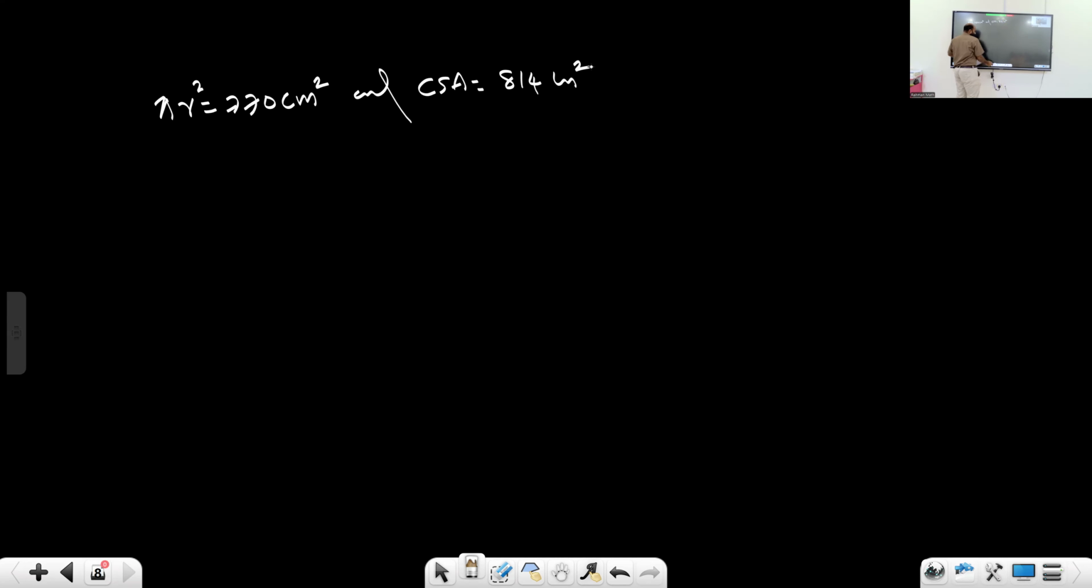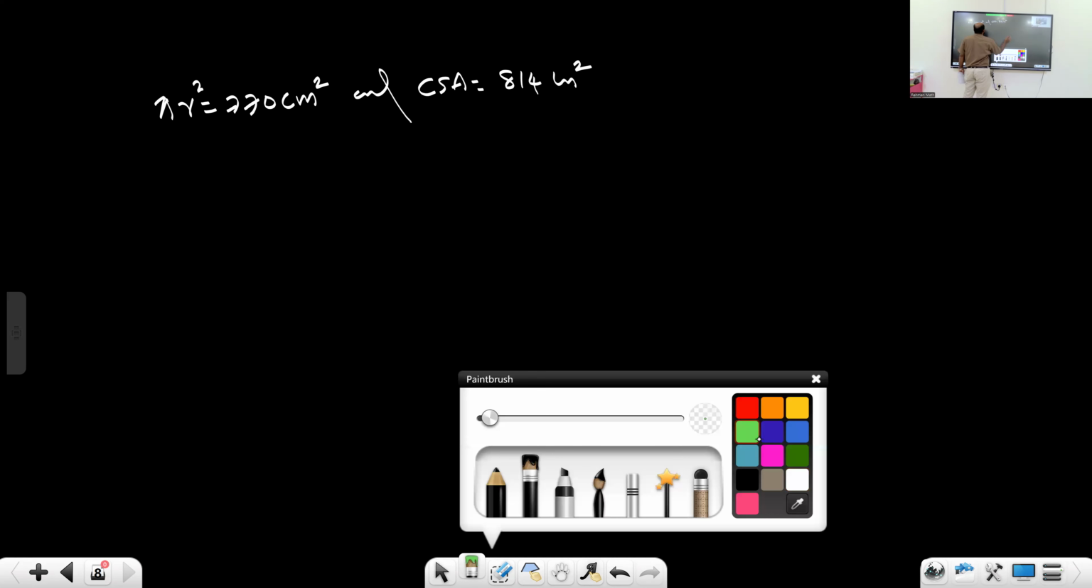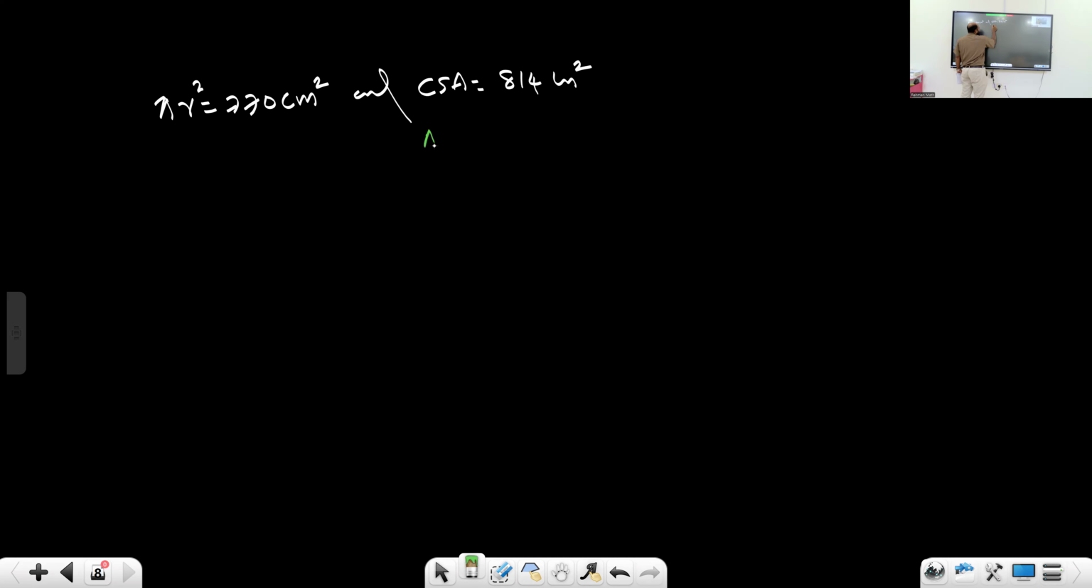They are asking for the volume. What is the CSA formula? Pi r L equals 814. Please solve the left side part, you will get the radius. Substitute in the second one, you will get L. Then you have to find h by using the Pythagoras theorem.